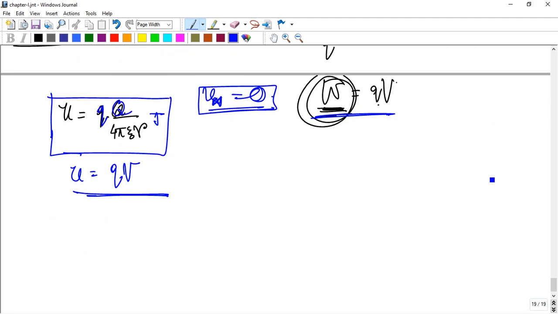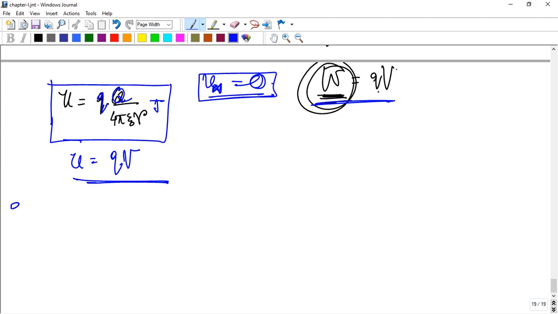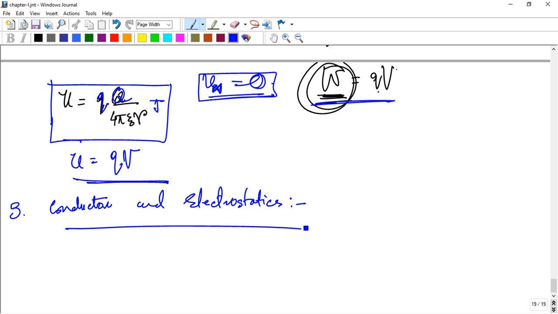Now point number 3, the important point to discuss here, is conductors in electrostatics. There are some important properties. Note down the properties.